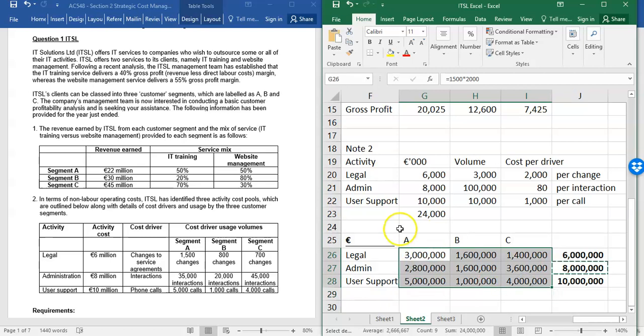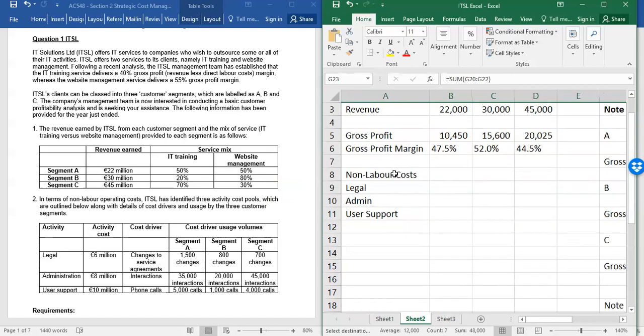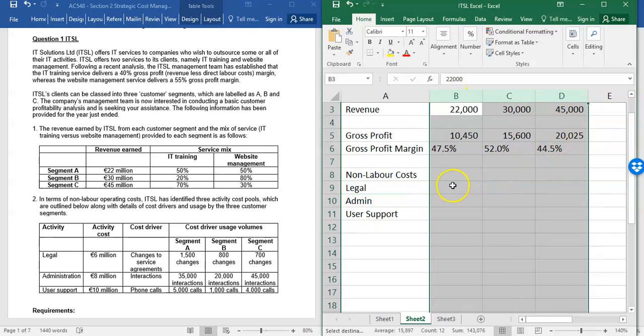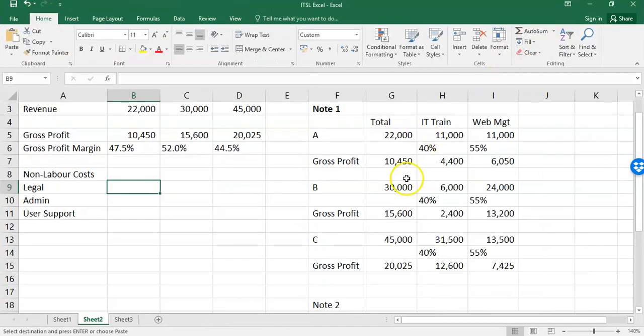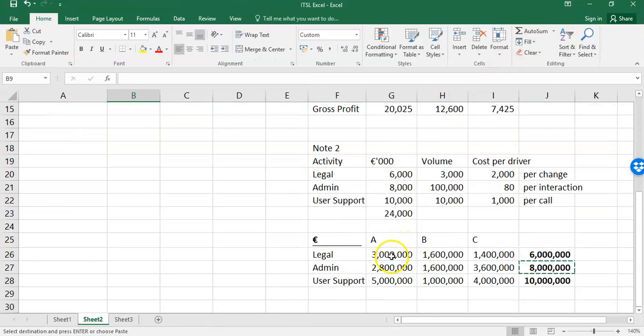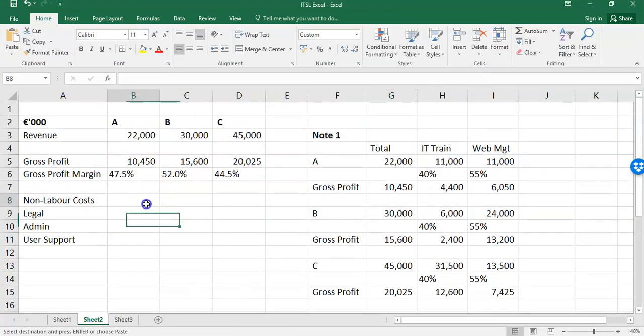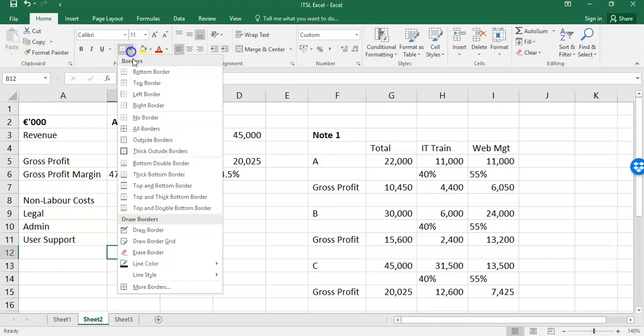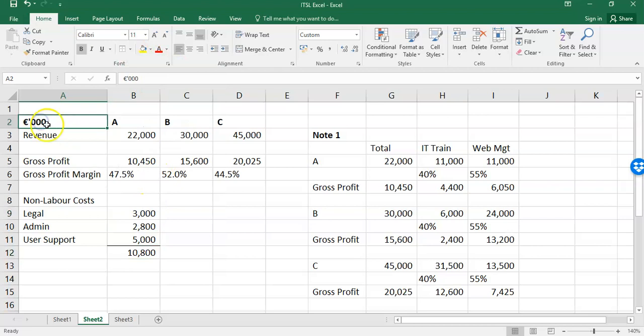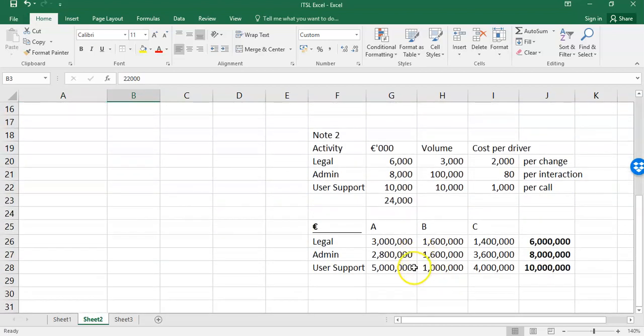So what we can do now is transfer these cost figures. Remember, we're dropping the last 3 zeros because we're bringing them back up here. We're trying to get the non-labor costs, and we've done these in note 2. So all you're doing, if I make this a bit bigger, is taking the allocation here, 3, 2, 8, and 5, and putting it here. 3 million, 2, 8, and 5 million. So the total cost allocated to A is 10.8 million. Notice I'm doing this with 3 zeros dropped. Because you're adding and subtracting here, you must keep this consistency. That's why we're dropping the last 3 zeros.